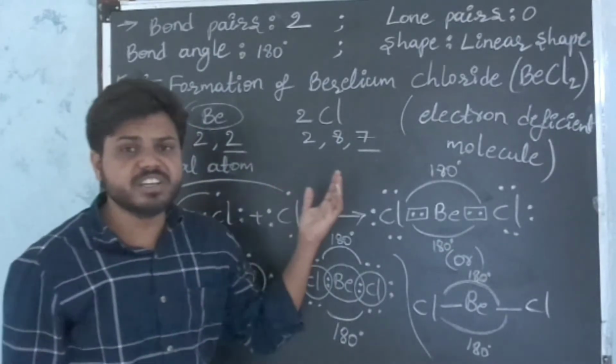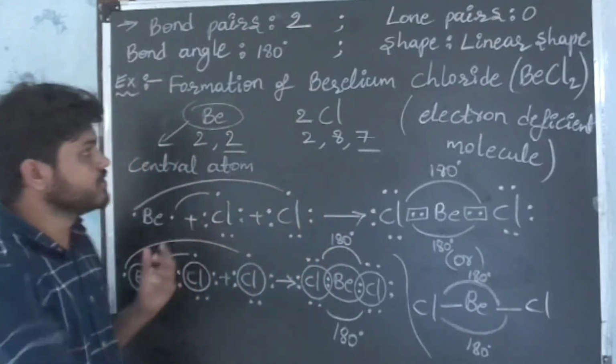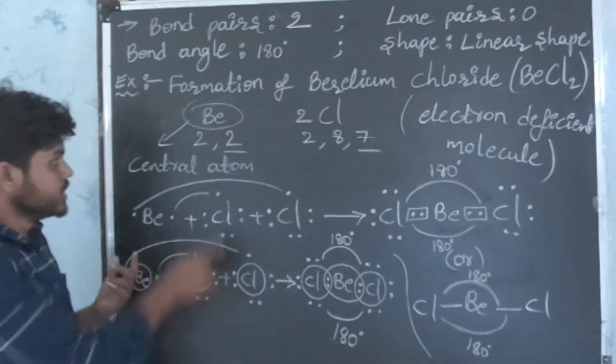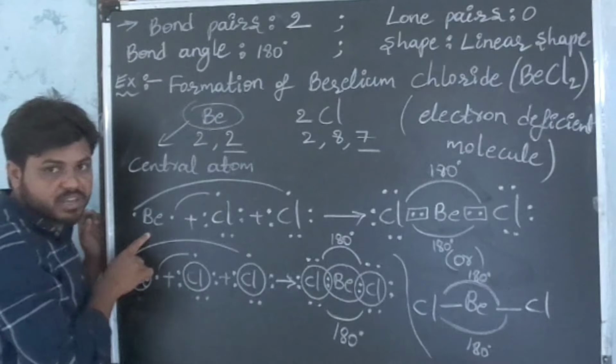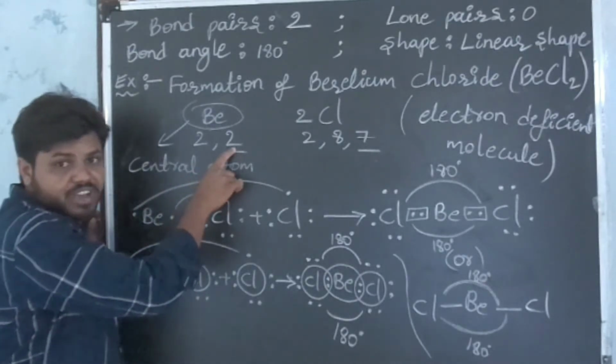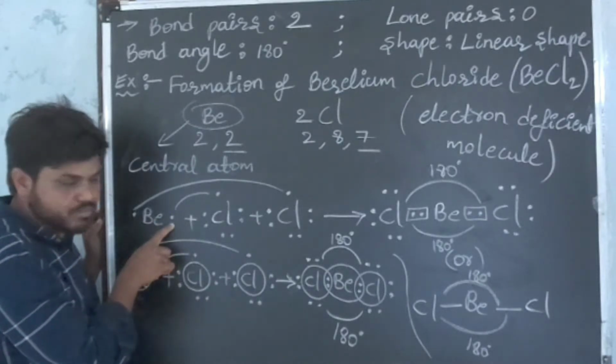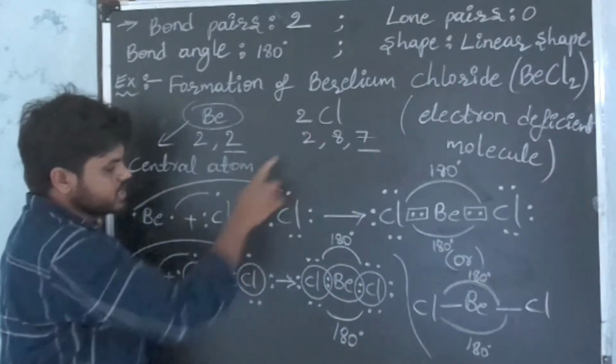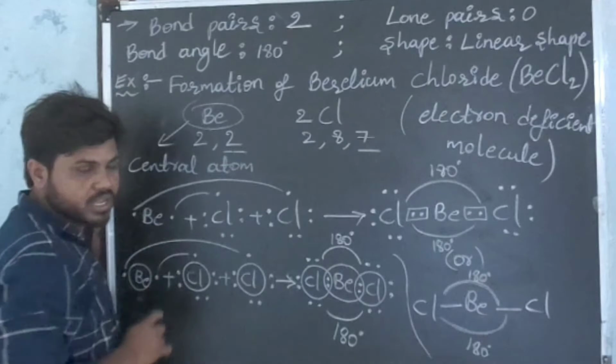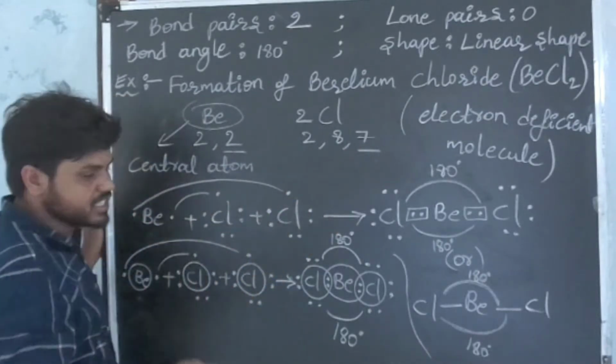By using Lewis dot symbols, we can draw the structure of the beryllium chloride molecule. First write the symbol of beryllium. How many valence electrons are there? 2 valence electrons. Place the 2 valence electrons around the symbol. Place 2 chlorine symbols. In each chlorine, 7 valence electrons are there.